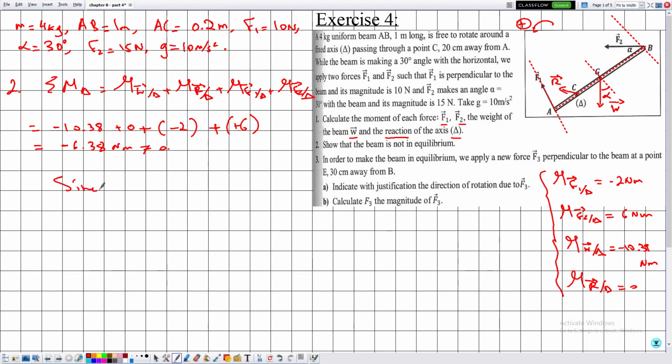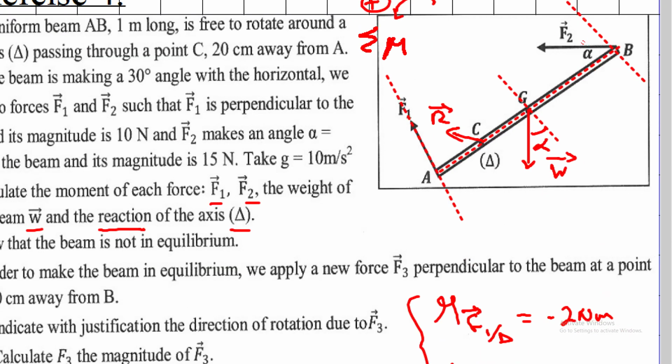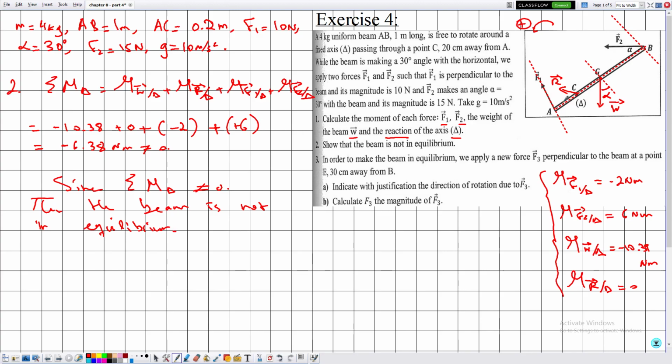Since the summation of moments around delta is different than 0, then the beam is not in equilibrium. And because it is not in equilibrium, and because the summation of moments is negative, this beam will try to rotate in the negative direction like this. And this is reasonable because the action of W and F1, in terms of moments, is stronger than F2, so it will rotate in the clockwise direction.